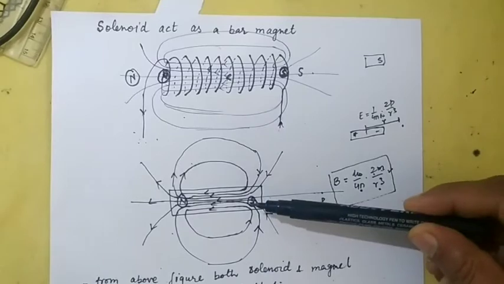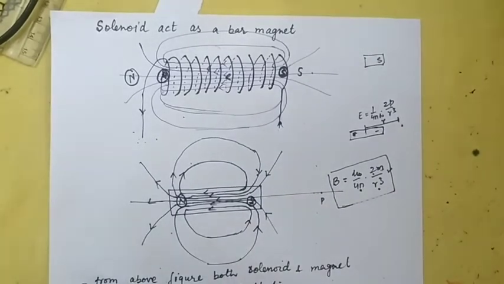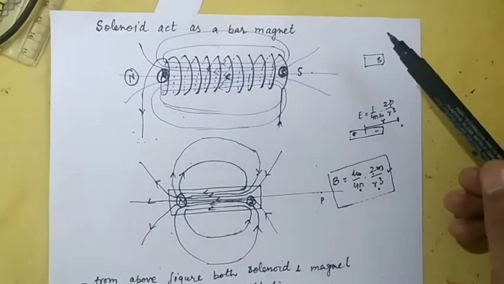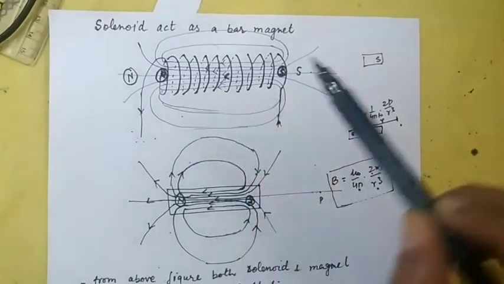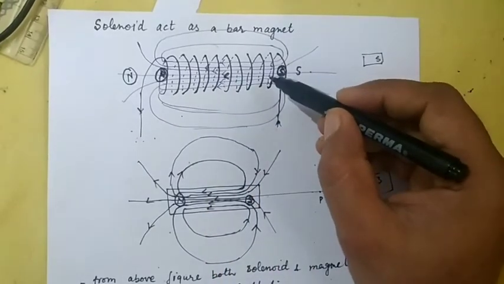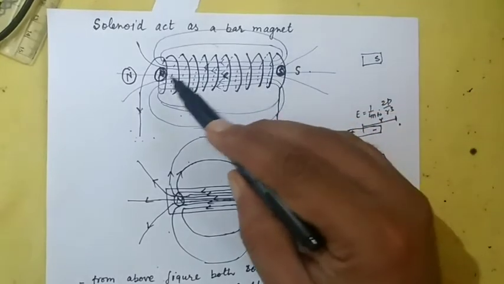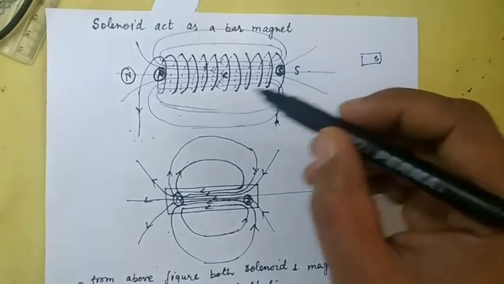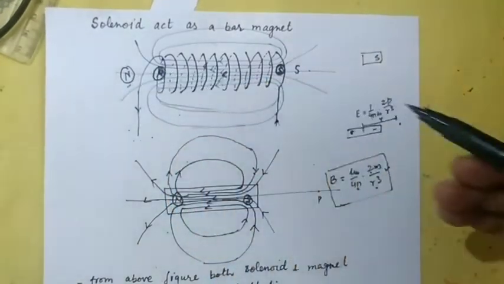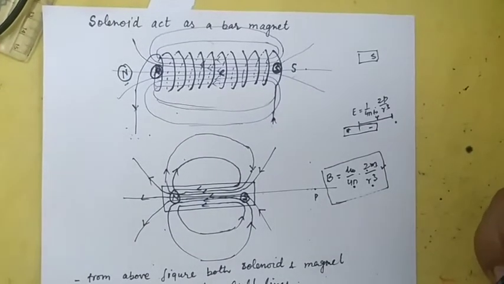If you see the magnetic field lines inside this magnet, they are moving from south to north. Similarly, in this solenoid also, they are moving from one particular direction to the other. The magnetic field lines are moving from the right end to the left end. So this end of the solenoid will be a south pole and this end of the solenoid will be a north pole. So we can say that a bar magnet can be replaced with a solenoid.